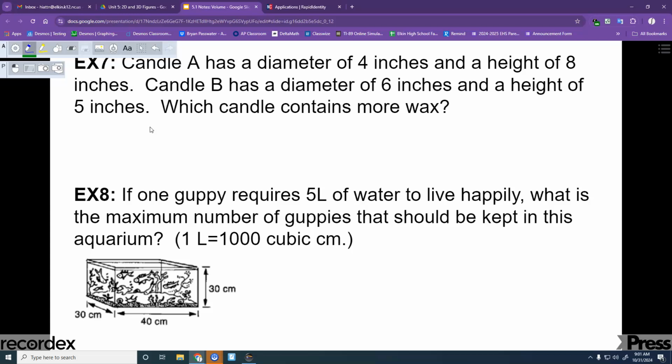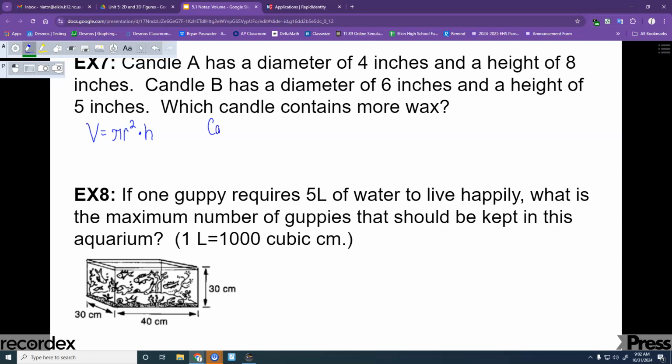Candle A has a diameter of 4 inches and a height of 8 inches. Candle B has a diameter of 6 inches and a height of 5 inches. Which candle contains more wax? Okay, so using the information that we've got, what shape do we have, Jeremy? Cylinder. It doesn't specifically say cylinder, but it tells us about diameter and height. Okay? Look at your note card. What was our cylinder formula? Pi r squared times height.